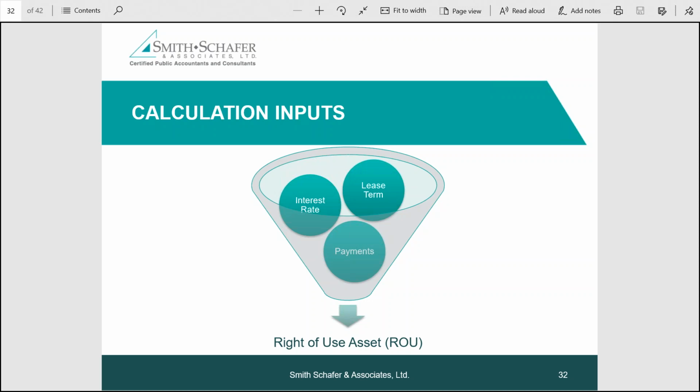Items that are excluded, one I want to mention is any legal fees you incur in creating a new lease. Those are just period expenses and have to be expensed as incurred. Those cannot be capitalized.